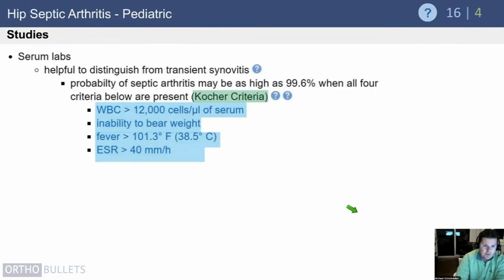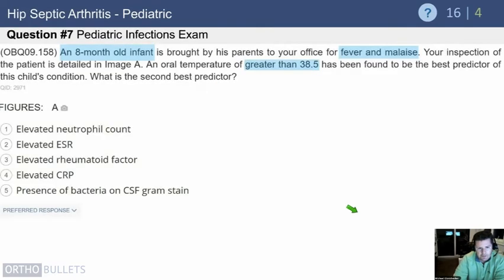Labs are very useful, and this is probably the most important thing if you take anything away from this talk. There's these 4 labs, and then we'll talk about a 5th lab that has been shown in subsequent papers, but these are the classic Kocher criteria for distinguishing your risk of a septic hip. So the things you want to look for in your question stems are a white blood cell greater than 12,000, inability to bear weight, a fever greater than 38.5, and a SED rate greater than 40. And then the 5th one is sort of an elevated CRP.